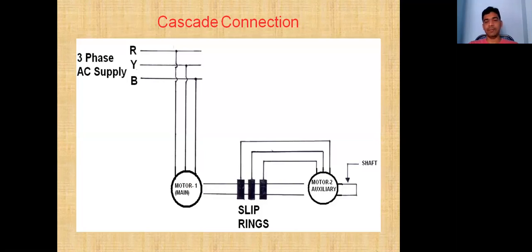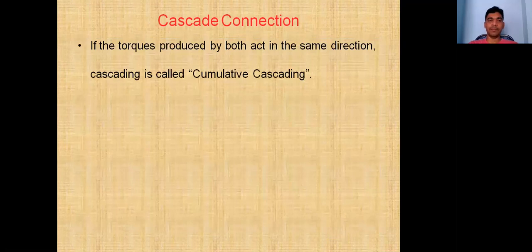This is the main motor. The auxiliary motor and main motor are mechanically coupled, and the supply to the auxiliary motor is from the rotor of the main motor.